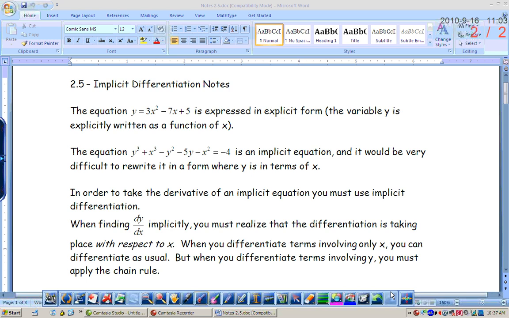So we still need to be able to take the derivative of a function that I can't solve for y, and that's where implicit differentiation takes place. Basically, when finding dy dx implicitly, you must realize that the differentiation is taking place with respect to x. So when you differentiate terms involving x, you can differentiate as usual. But when you differentiate terms involving y, you must apply the chain rule, which means, like right here, if I was taking the derivative of negative y squared, it would be negative 2y times dy dx, because I need to take the derivative of that y. Let me work a couple of examples, and I think you'll catch on pretty quickly.